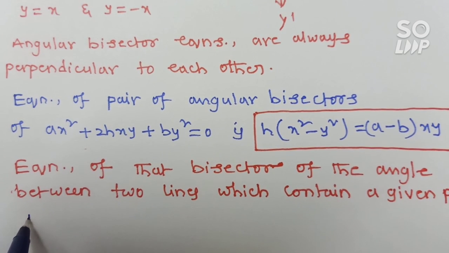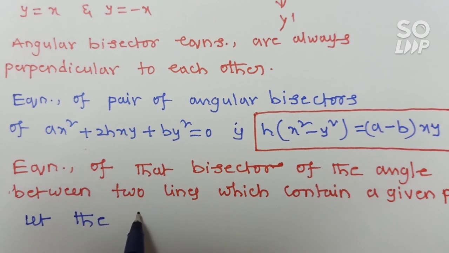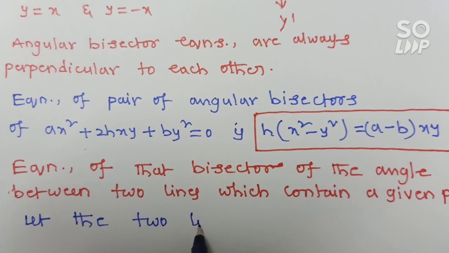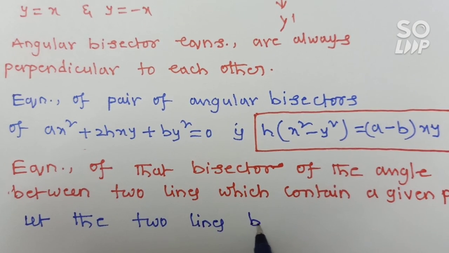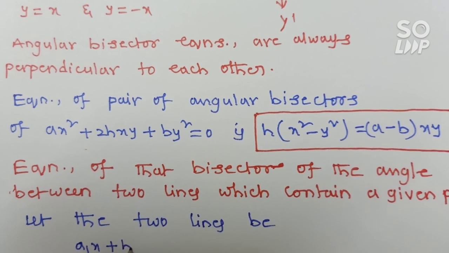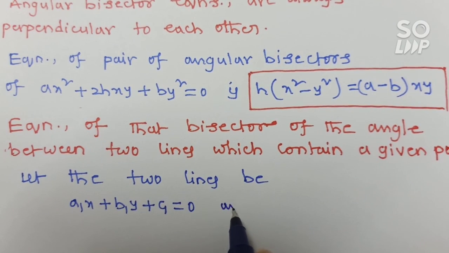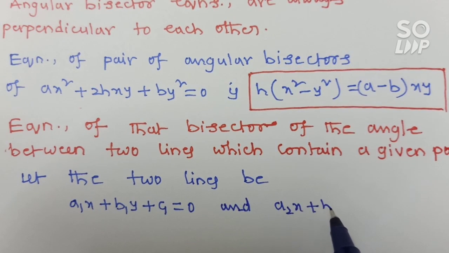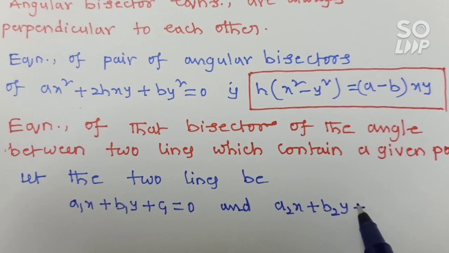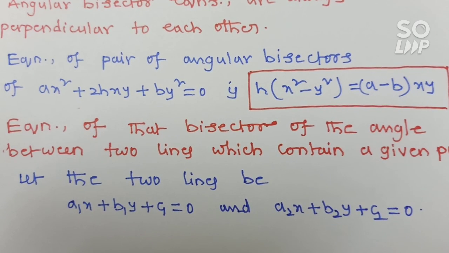Let the two lines be a1 x plus b1 y plus c1 is equal to 0. This is the first line. And another equation is a2 x plus b2 y plus c2 is equal to 0. These are the given lines, right?